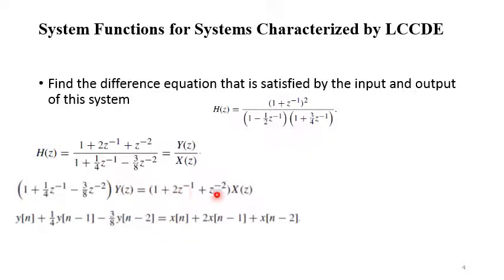Again, for the right side, X(z) multiplied by 1 results in X(z). So the inverse z transform of X(z) will be x(n). Again, this is scaled by a factor of 2, and this is 2 times X(z) z^-1. So that means this is scaled by a factor of 2 and shifted by 1. So this is 2 times x(n-1), and similarly the second term is delayed by 2 units, so it's x(n-2). So this is the required difference equation.